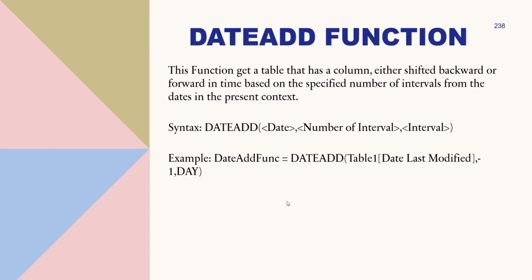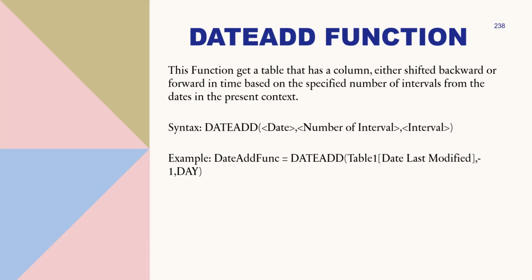So our first function is the DATEADD function. This function returns a table that has a column shifted either backward or forward in time based on the specified number of intervals we have provided, from the dates in the present context. This function accepts three parameters: date, number of intervals, and the interval. And you can see the example of the DATEADD function.